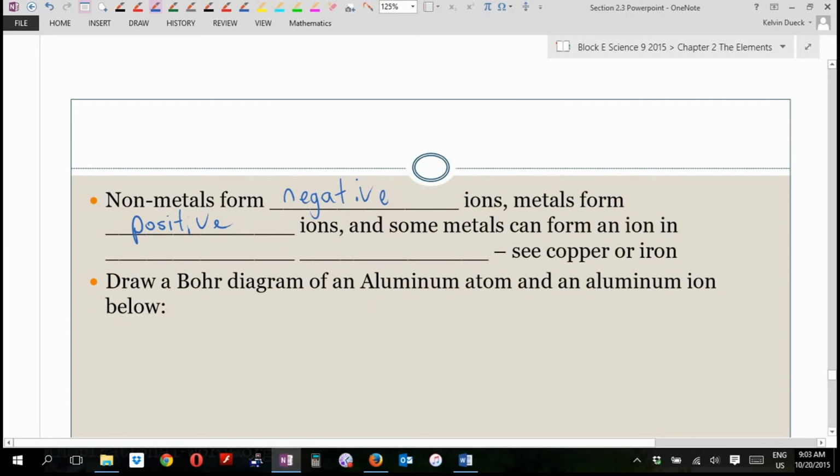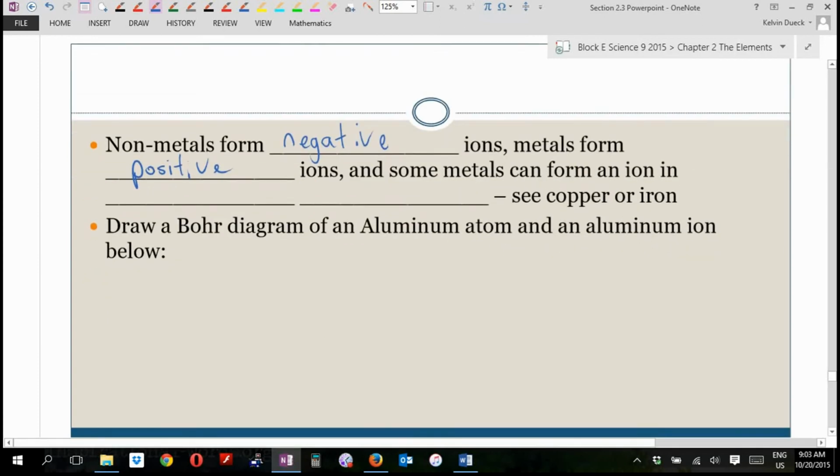Nonmetals gain electrons, and again, kids think, oh, gain, that's plussing. It should be positive. No, no. Nonmetals gain negatives. What's that going to make their charge? More negative. But that's an easy thing to mix up if you're not concentrating, if you're in a rush. I still do that once in a while as well. It's an easy thing to mix up. So, nonmetals form negative ions, metals form positive ions, and some metals can form an ion in more than one way.